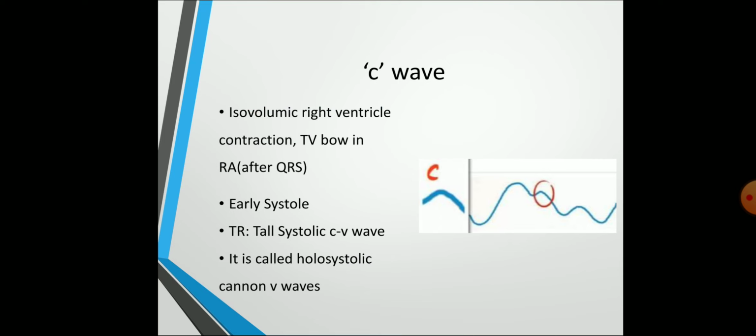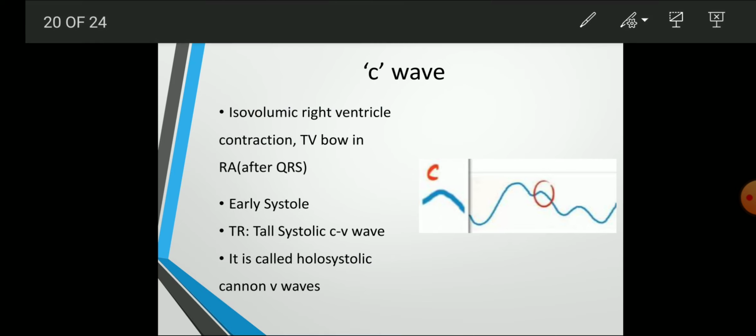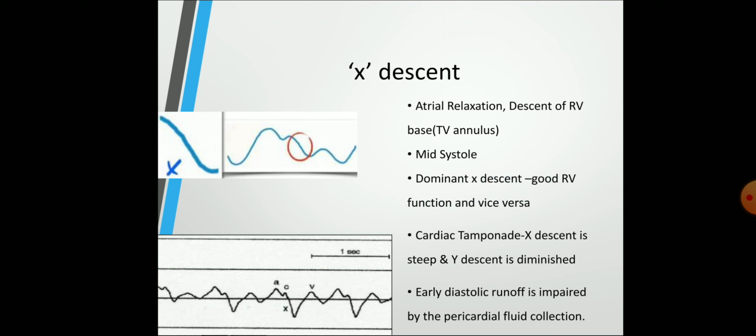Now coming to the C wave. The C wave is because of the isovolumetric contraction. It is seen in early systole, and it is also called the holosystolic cannon V wave. So you have A, C, and the next one is the V.